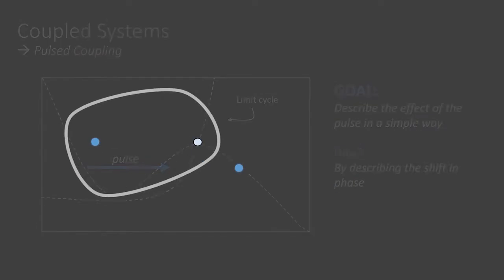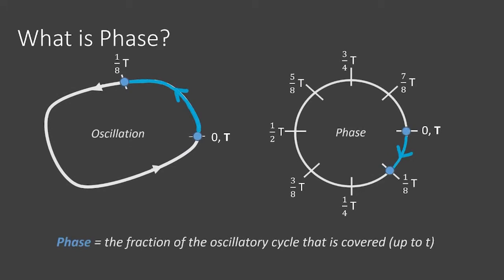We will do that by describing the effect of the pulse as the relative change in the phase of the system. But what is a phase? A phase refers to the fraction of the oscillation of the system that is covered up to time t. So one full oscillation or turn around the limit cycle corresponds to one full phase capital T. All other points in time are described as a fraction of capital T.